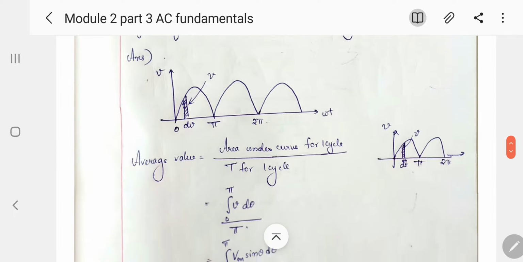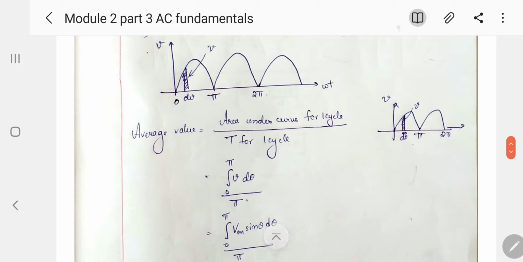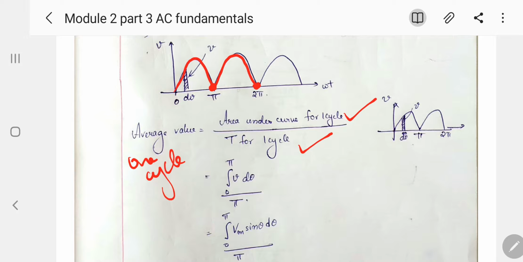Okay, let us consider what is the average value of this waveform. So average value is equal to area under the curve for one cycle divided by time period for one cycle. So where is one cycle here? Either you can consider the positive and negative half cycles, but here there is no negative half cycle. So we have to check where the waveform is being repeated. Here you can see from 0 till pi. Then again it is being repeated from pi to 2 pi and going like this. So the repetition occurs at pi, or one cycle is from 0 till pi. Hope it is clear for everyone.